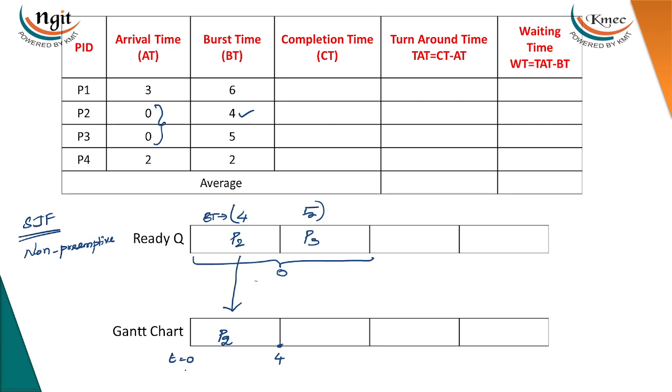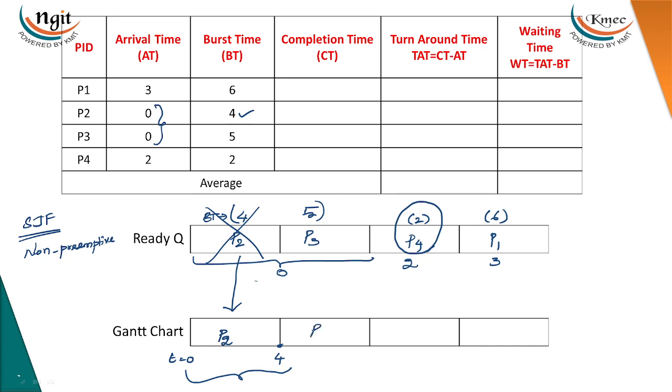Now, during this 0 to 4, how many processes came to the ready queue? At time t equal to 2, P4 came to the ready queue. At time t equal to 3, P1 came to the ready queue. So P4 has burst time 2, P1 has burst time 6, and P2 has completed its execution. So how many are remaining? 3. Among these 3, at time t equal to 4, we need to find which process has the lowest burst time. The process with the lowest burst time is P4.